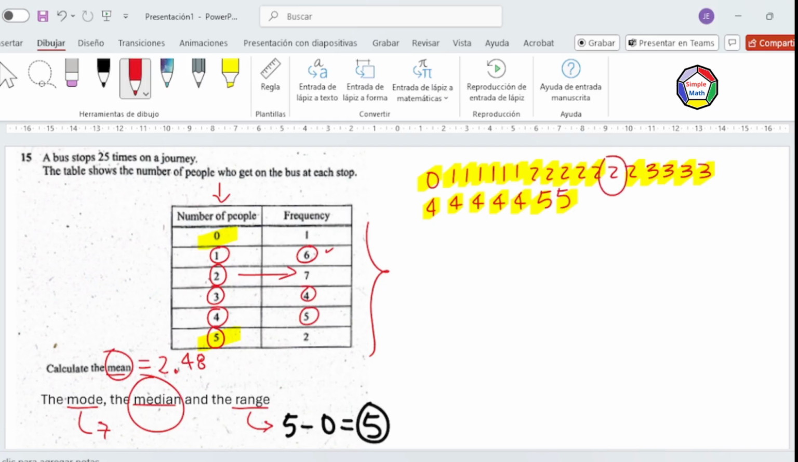Yes, because it's in the center. So what is the median? The number 2. That's the way we calculate the mean, mode, median, and the range of a distribution of ungrouped data.